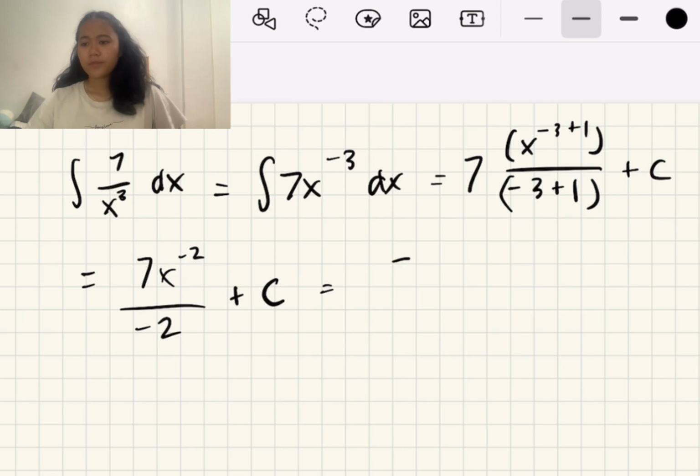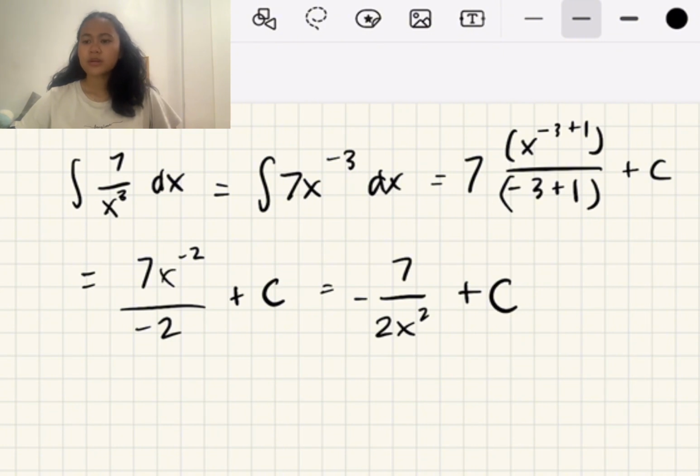So next, we're going to move the variable back to the bottom, and the negative sign I'm going to move to the top. So this becomes negative 7. We have a 2 on the bottom, and we have x squared as well. So it's negative 7 over 2x squared plus c. So that's how you can integrate a rational function.